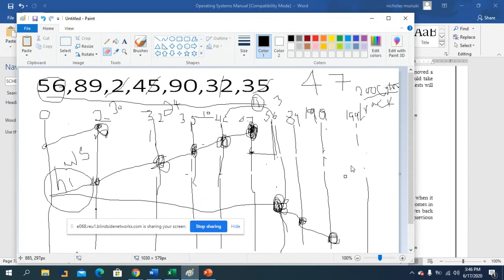Let me try to calculate. From 47 to 45, how many tracks are there? So you find that now there are 2 tracks. From 45 to 35, those are 10. Then from 35 to 32, those are 3. From 32, that is 30.